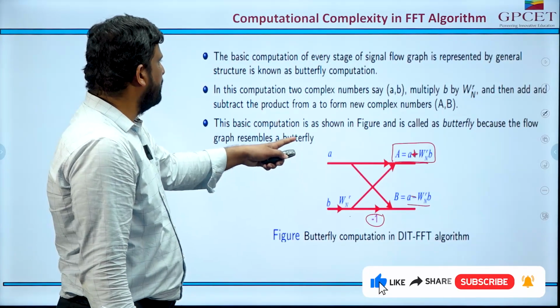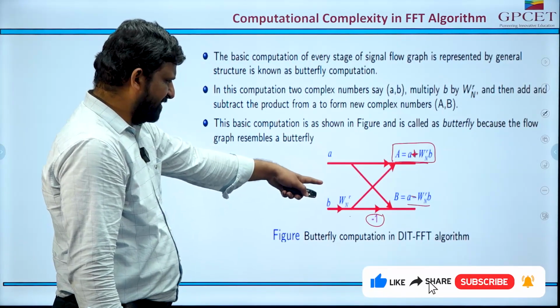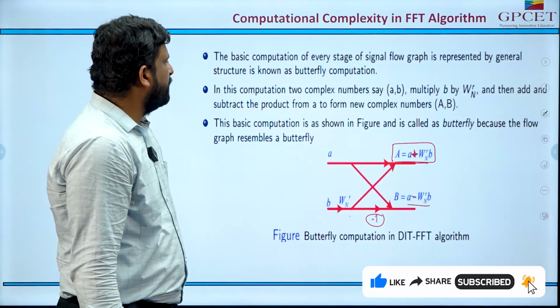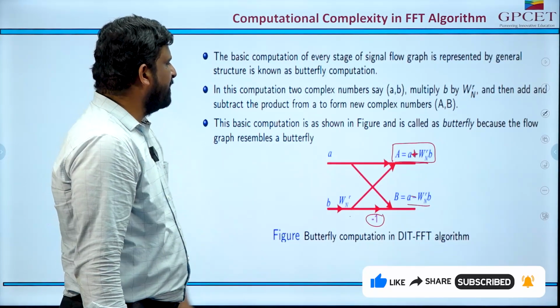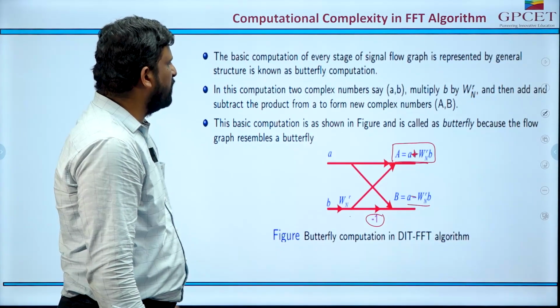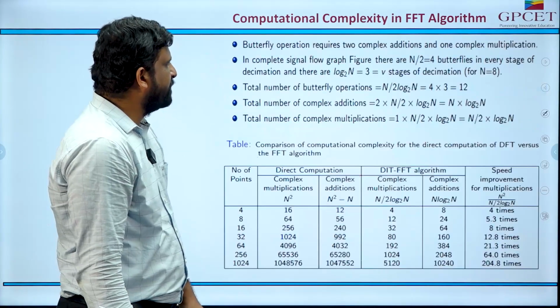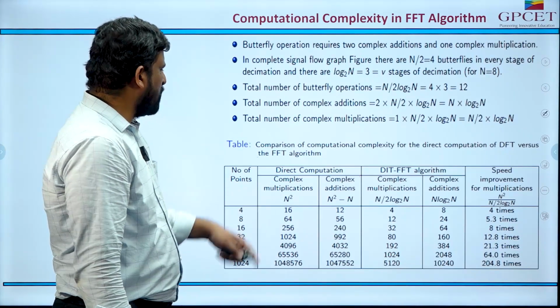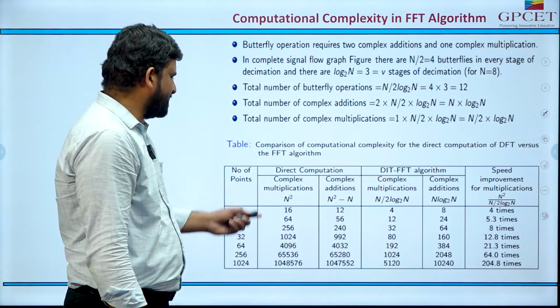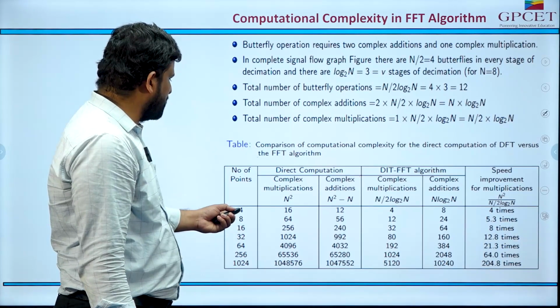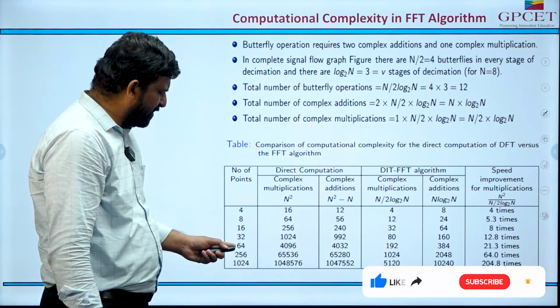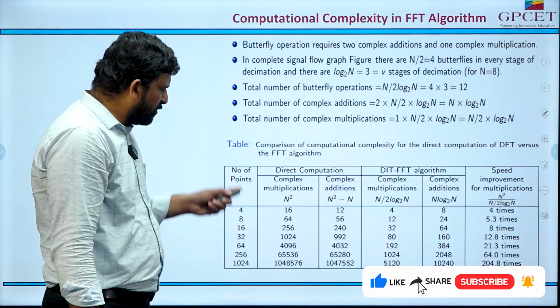Just be careful with this twiddle factor in this particular block diagram while solving the values for the upper flow and down flow of the butterfly diagram. And these are small differences you can see for the number of points: n equal to 4, 8, 16, 32, 64, 256, 1024.